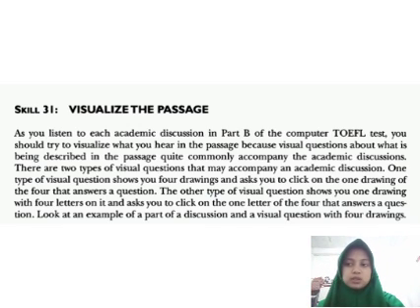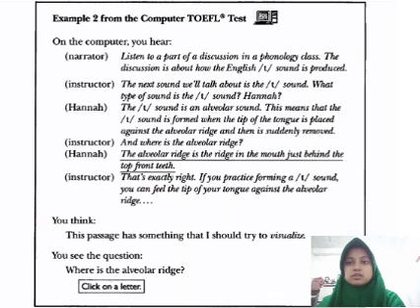The other type of visual question shows you one drawing with four letters on it and asks you to click on the one letter of the four that answers a question. Look at an example of a part of a discussion and a visual question with four drawings. So we have another example here. On the computer, you will hear the narrator say, listen to a part of a discussion in a phonology class. The discussion is about how the English sound is produced.